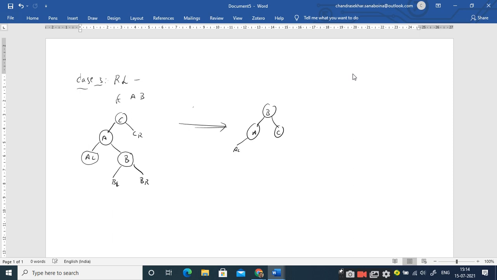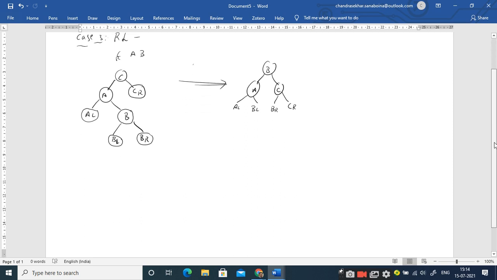It remains the same, it acts as the left child of A only. What happens to this CR? Same, it is placed as the right child of C only. But you should find out the positions of this BL and BR. So the simple logic is you mark this BL as the right child of A and BR as the left child of C. That's it. Simple formula. Is it clear?